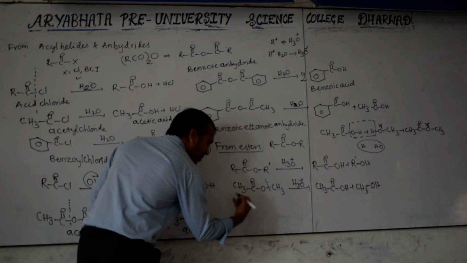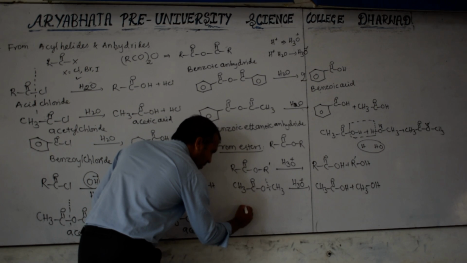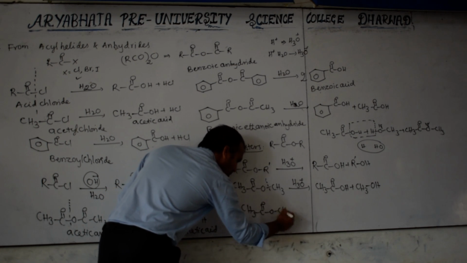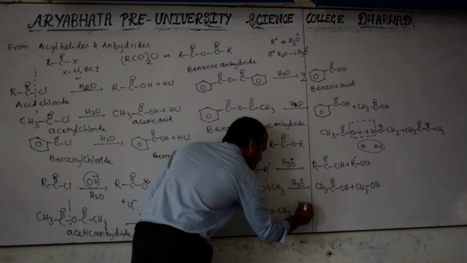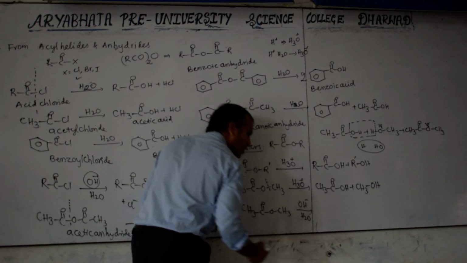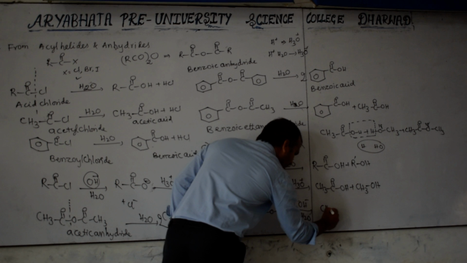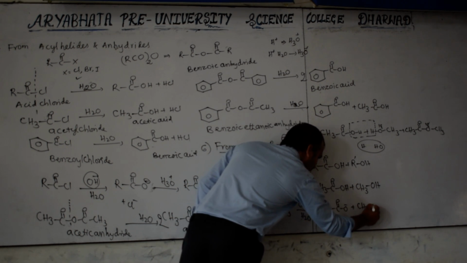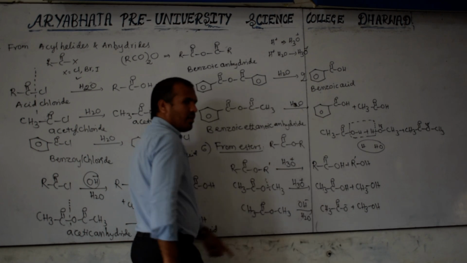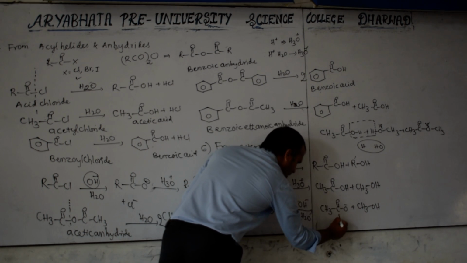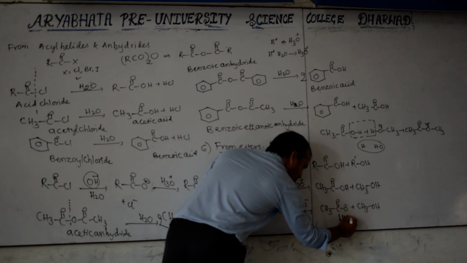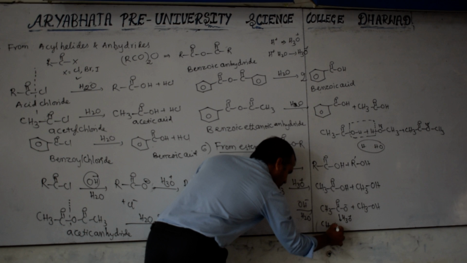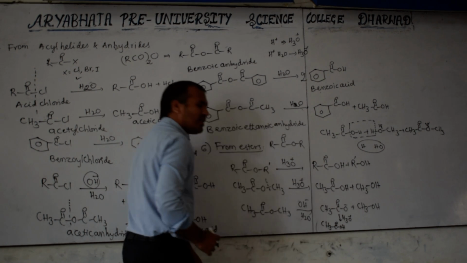Now I am writing the basic hydrolysis. I am taking the same CH3 C double bond O CH3 in basic hydrolysis, with OH minus and water. Then first we will get CH3 C double bond O minus, and this will be methyl alcohol. Later, on acidic workup, this will be converted into CH3 C double bond OH, acetic acid.